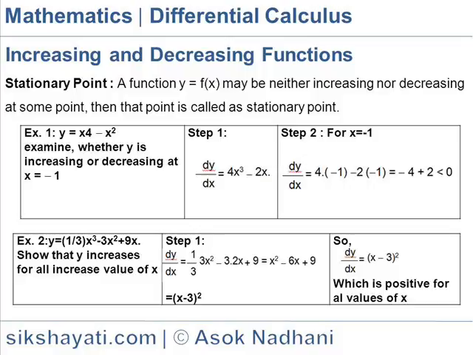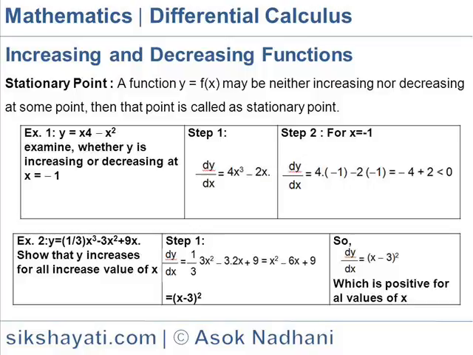Stationary point. A function y equals f(x) may be neither increasing nor decreasing at some point; then that point is called a stationary point. At a stationary point, the derivative is 0, that is dy/dx equals 0. At the stationary point, the curve will neither be rising nor falling; the tangent will be a straight line parallel to x-axis.